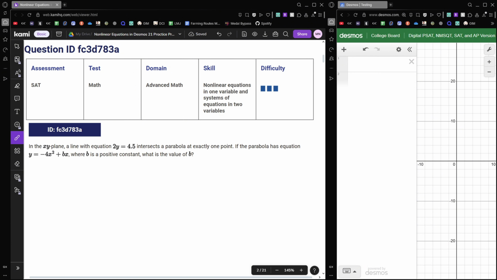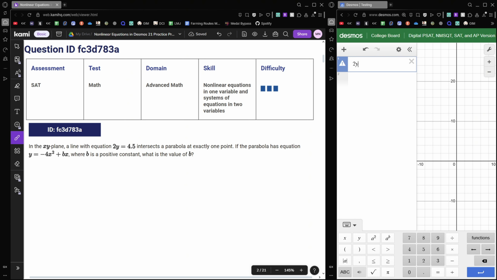Question number 2. In the xy plane, a line with that equation intersects a parabola at exactly 1 point. If the parabola has that equation where b is a positive constant, what is the value of b? Let's go ahead and put our two equations into Desmos. 2y is equal to 4.5 and y is equal to negative 4x squared plus bx. Now we're going to add a slider b.